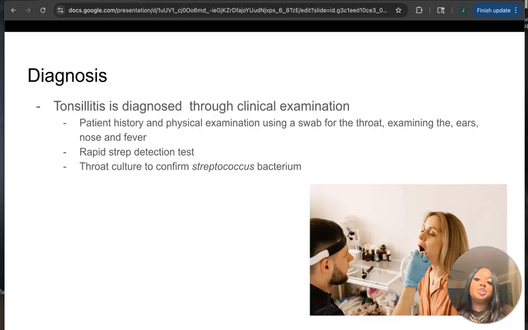They'll also do a rapid strep detection test, which is with the enlarged cotton swab. They'll swab your throat, both sides, left and right, to see if you have contracted this virus, and they'll take the culture and run it through the test, and if it comes back positive, you have tonsillitis.